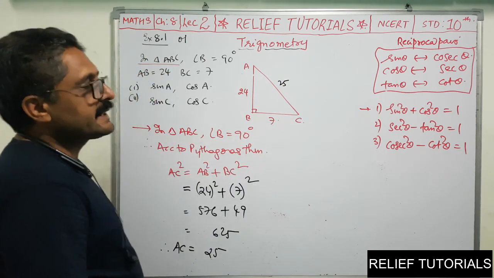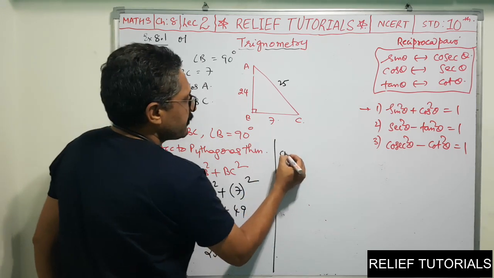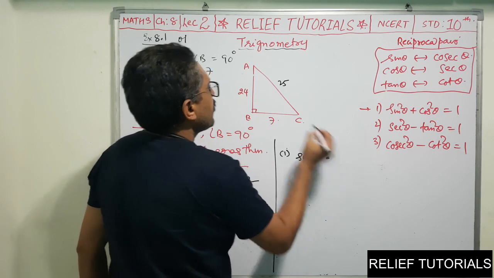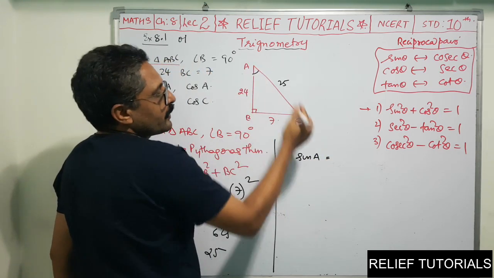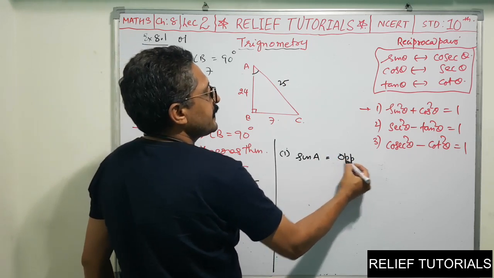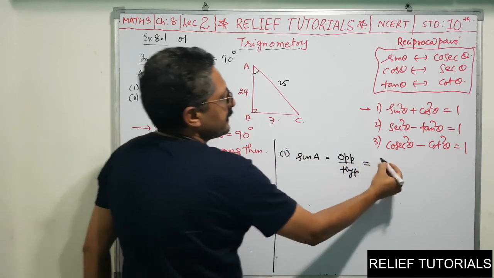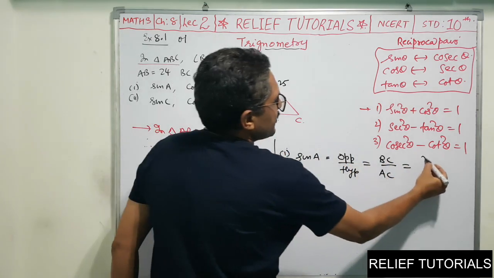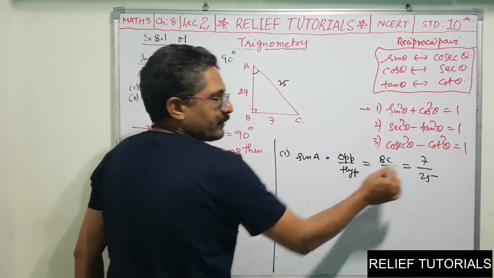So we have all the three sides of the triangle. Now we can find any ratios. See, first one, sine A. So now you have to consider this angle A. Sine A is opposite upon hypotenuse. You know that it is opposite upon hypotenuse. So here the opposite side is BC, upon hypotenuse AC. So BC is 7 upon 25. So the value of sine A is 7 upon 25.